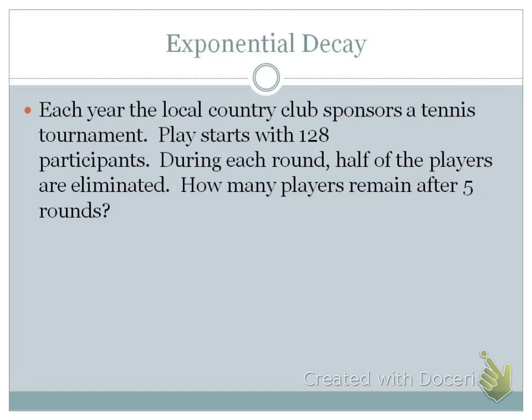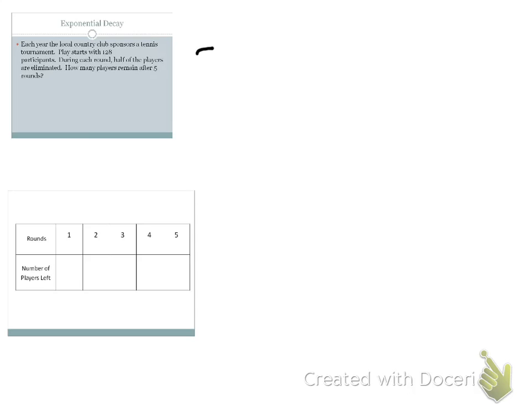Now for decay. In our scenario, each year at a local country club, there's a tennis tournament starting with 128 players. During each round, half of the players are eliminated. So we need to figure out how many players remain after 5 rounds.